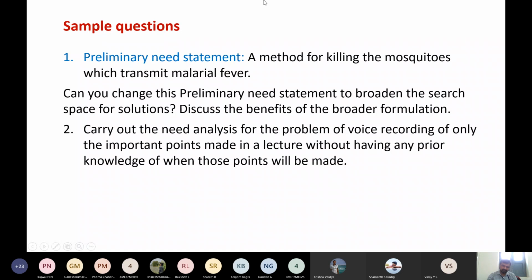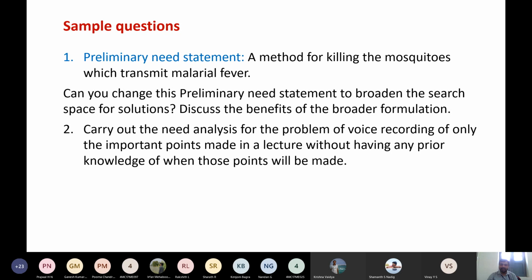Next, another possible question: carry out the need analysis for the problem of voice recording of only the important points made in a lecture without having any prior knowledge of when those points will be made. If you can come up with a solution for this problem, you can start your own startup, since most of the classes are conducted online.